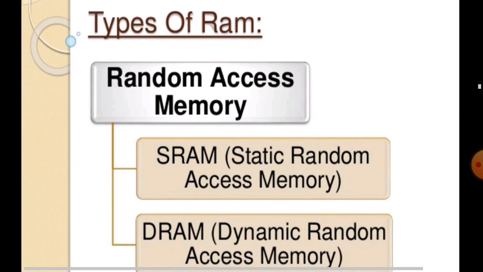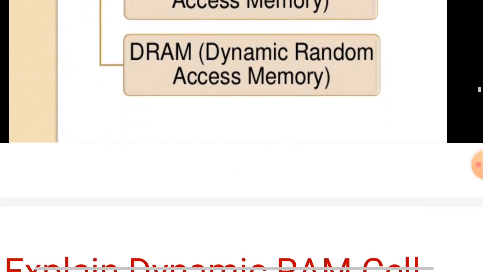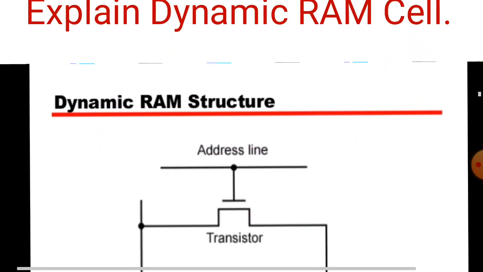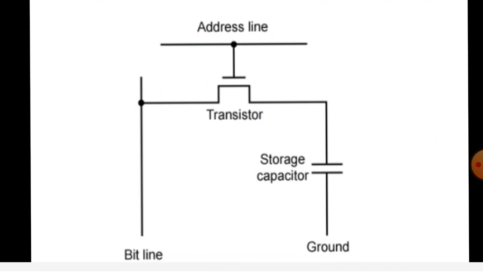Next, types of RAM. Random access memory has two types, static RAM and dynamic RAM. In that, the first one is dynamic RAM. You can see it has one transistor and a storage capacitor, and it has three lines: bit line, address line and ground line.